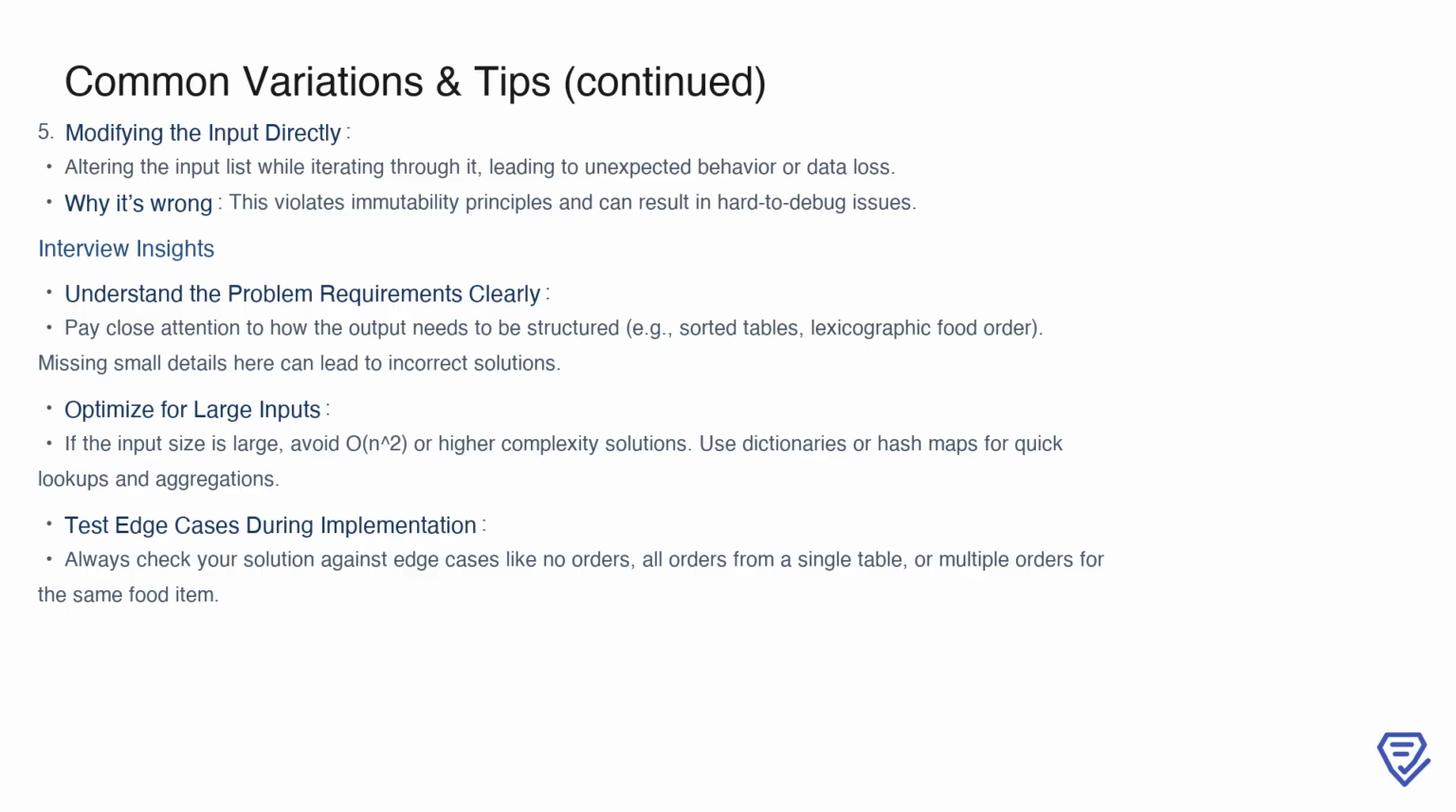From an interview perspective, understanding the problem requirements is key. Pay close attention to details like ensuring tables are sorted numerically and food items are sorted lexicographically. Small oversights here can lead to incorrect solutions. For large inputs, focus on optimizing your approach. Avoid high-complexity solutions like O(N squared) by leveraging data structures such as dictionaries or hash maps for more efficient lookups and aggregations. Lastly, always test your solution against edge cases during implementation, like no orders being present, all orders coming from one table, or multiple orders for the same item. This ensures your solution is robust and handles real-world scenarios.